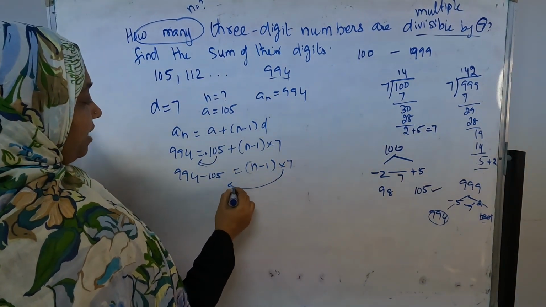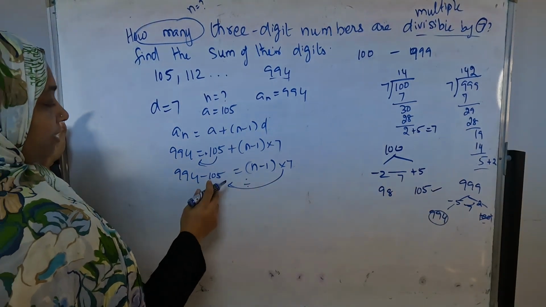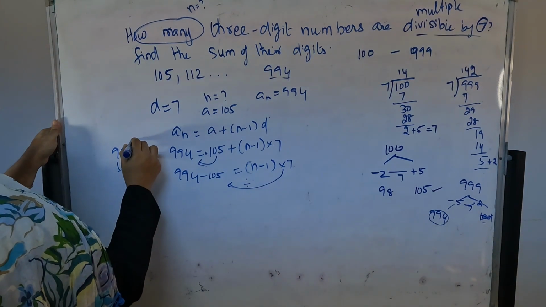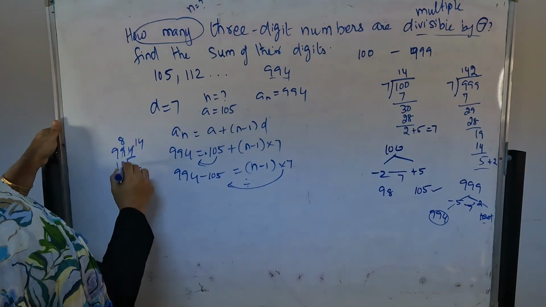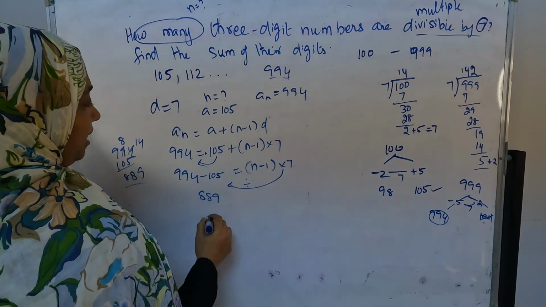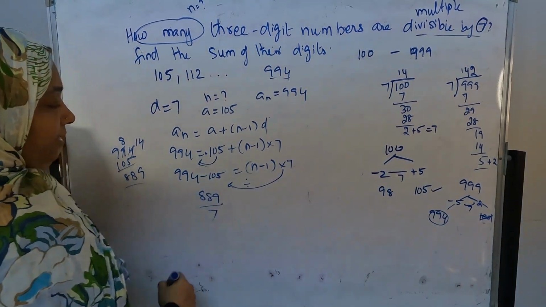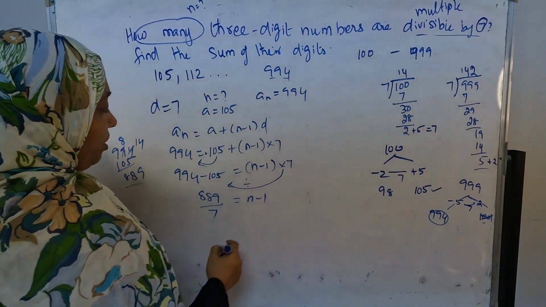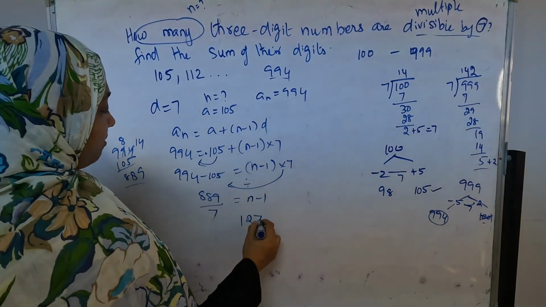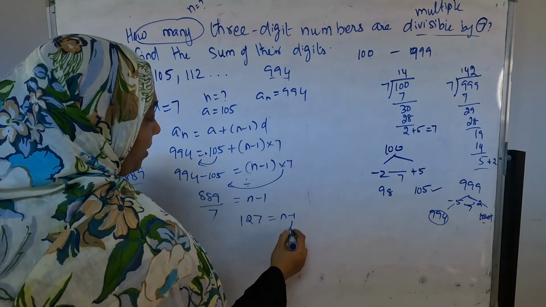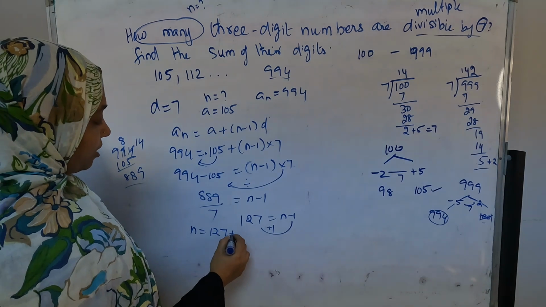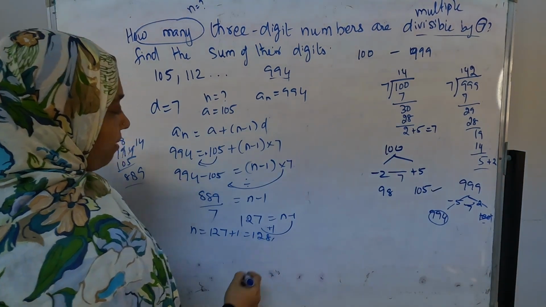Now this multiplication becomes division here. So now you subtract 105 from 994. When you are subtracting, you are getting 889. Now bring this one divided by 7. Okay. So n minus 1. Now you do the division: 7 ones are 7, and balance, 7 ones are 14, balance, 7 sevens are 49. N minus 1 equals 127. Bring this minus 1 here, it is plus 1. So n is equal to 127 plus 1, that is 128, the number of terms.